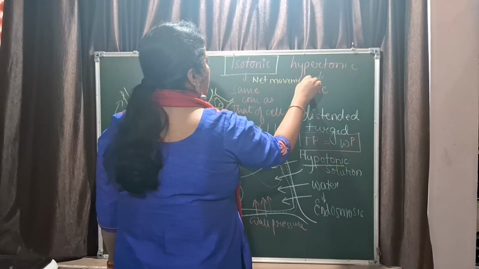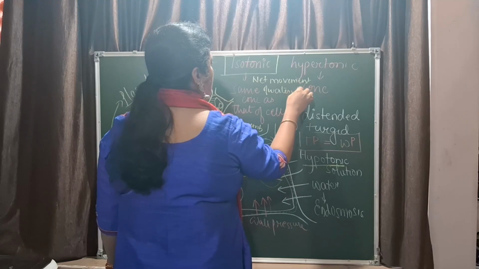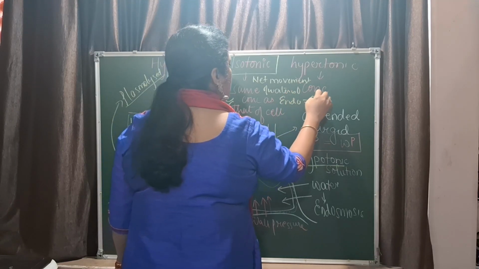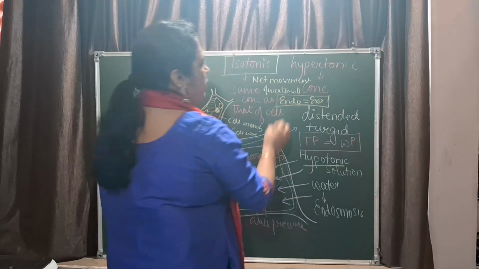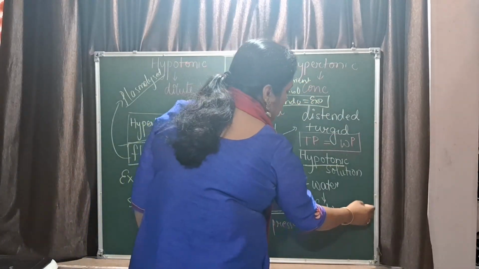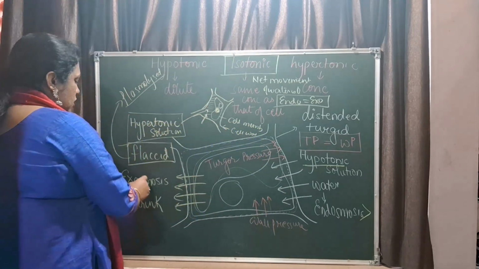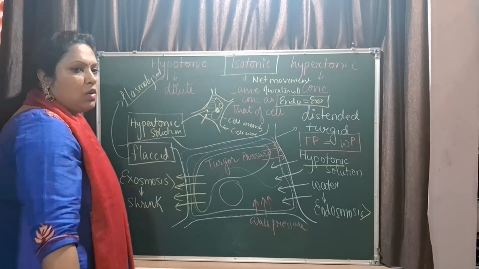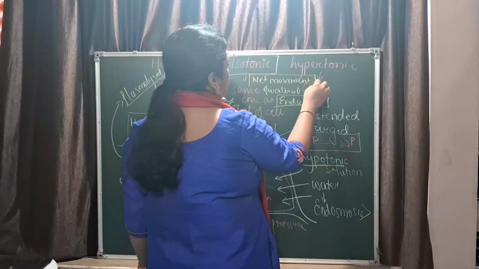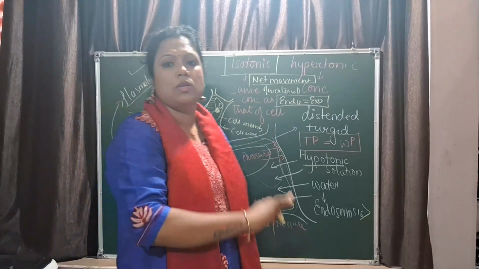Net movement of water is zero. That means endosmosis is equal to exosmosis, so the cell will remain intact. In hypotonic solution, endosmosis is more than exosmosis. In case of hypertonic solution, exosmosis is more than endosmosis. So the net movement of water in the case of isotonic is zero. This is all about tonicity.